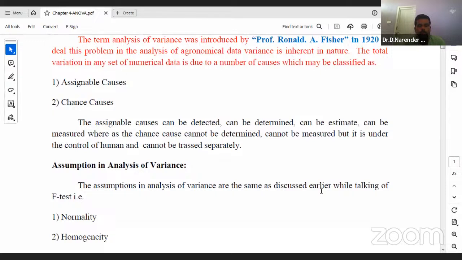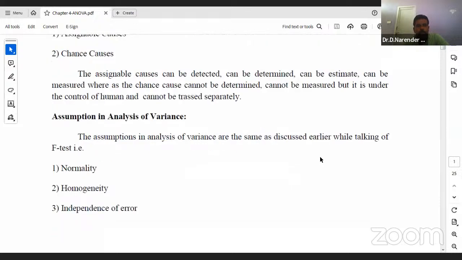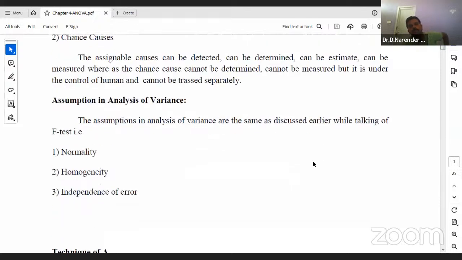The assignable causes can be detected. Here see the difference between assignable cause and chance cause. Assignable causes can be detected, determined, estimated, measured, whereas the chance cause cannot be determined, cannot be measured, but it is under the control of human and cannot be traced separately.